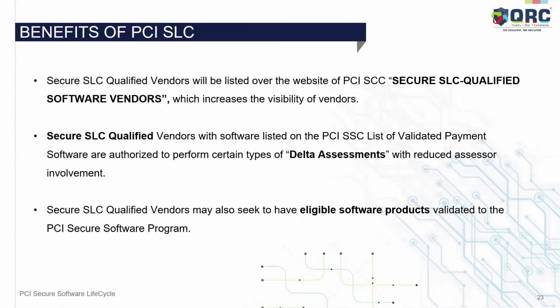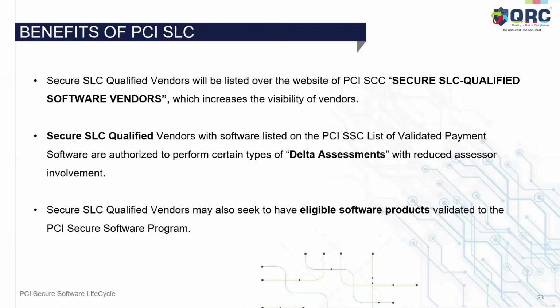Now second, after the certification is done, in case of some changes in the application, vendors are supposed to do delta assessments. As in PCI also, in case of any changes in the certified processes, the organizations are supposed to do delta assessment. And similarly in SLC also, in case of any changes in the certified processes, the vendors are supposed to do delta assessment. So after the vendors are qualified, they can do delta assessment on their own, that is, without the involvement of assessors. So this is one of the benefits.